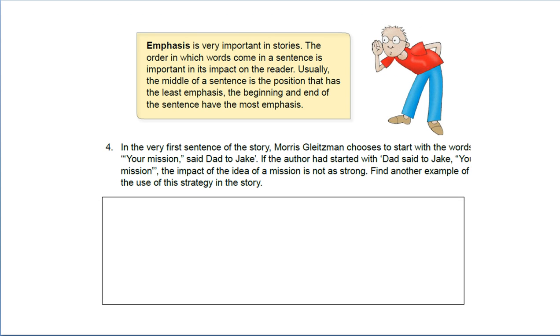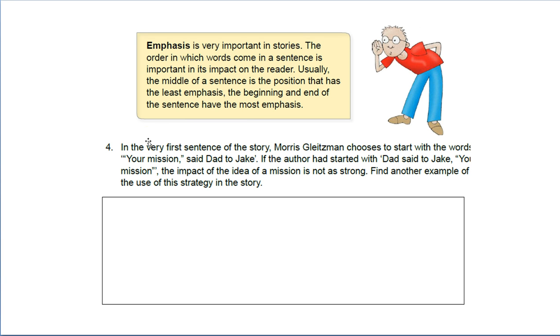Alright. So emphasis is very important in stories. The order in which words come in a sentence is important in its impact on the reader. Usually the middle of the sentence is the position that has the least emphasis, and the beginning and the end of the sentence have the most emphasis. So for example, she was glaring at Jake. In this case, I believe the glaring is the action, and that's quite important, but the beginning is she, who was doing the glaring, and at who? Jake.